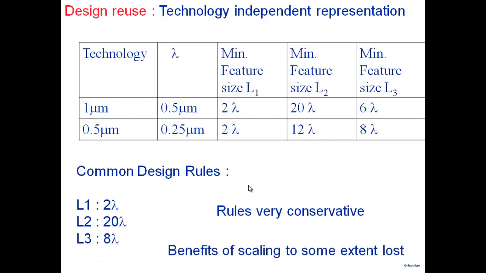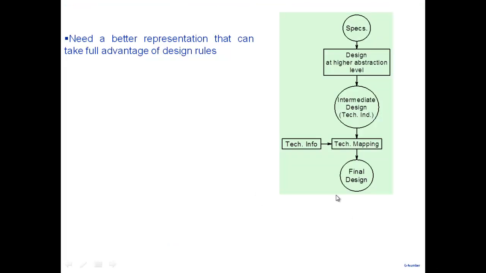All right, so the benefits of scaling are to some extent lost here. Is there another way that we can do that? So this is what we are looking for, specifically in the context of layout now. You can think of this kind of methodology at various levels, where you want a technology independent intermediate design. So in the context of layout, I want an intermediate layout information, which is technology independent. So what would that representation be? And I want to take advantage of the actual rules also.